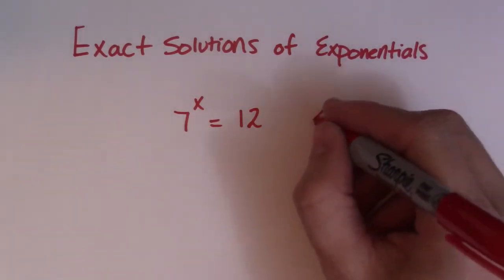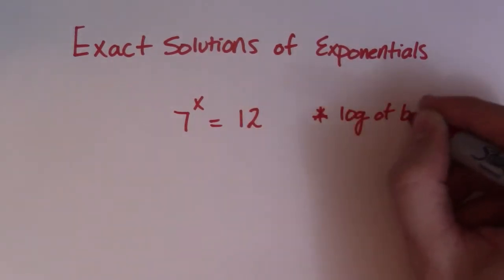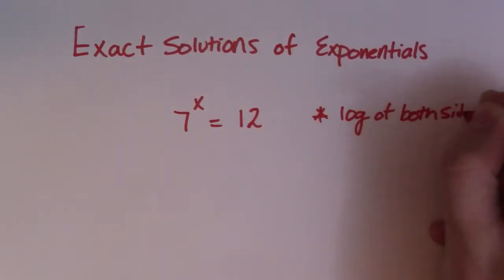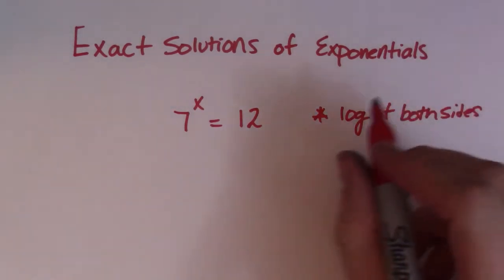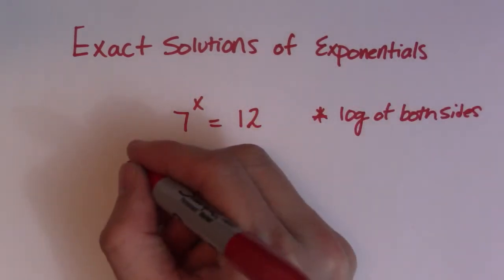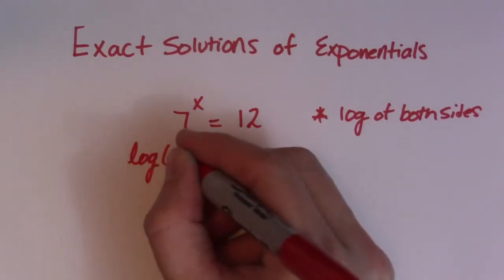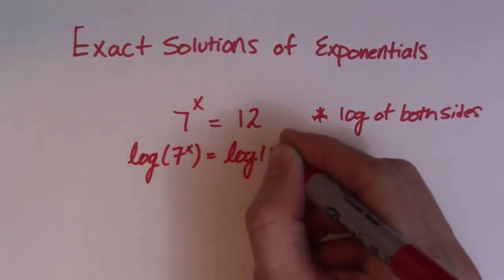So what I like to do is I like to take a log of both sides. That generally works for me 99% of the time. Some people like to change the logarithmic form. I don't like to do that. I like to just take the log of both sides right away. So we go log of 7^x and then log of 12.